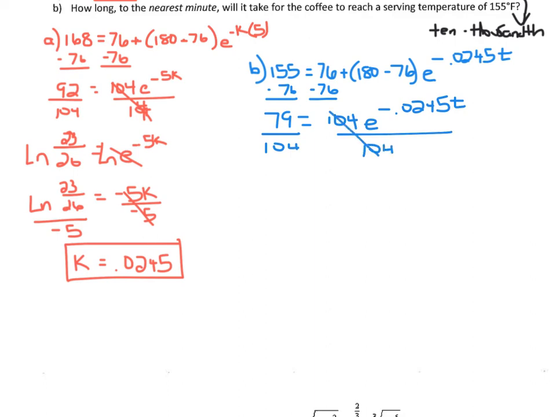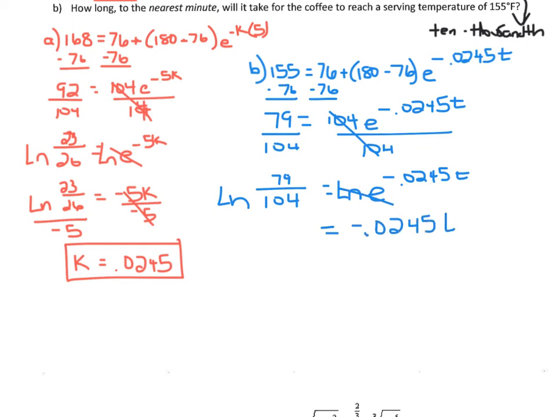All right, so 79 over 104 doesn't simplify, so I'm just going to leave it like that rather than write it as a rounded decimal on my paper. And again, to get rid of the e, we put an ln in front of it, which if we do that on the right-hand side of the equation, we also have to do that on the left-hand side of the equation. Now, the reason we do that is because ln of e to this power is equal to just this power. The ln cancels off the e for us. So it's going to leave us with negative 0.0245t equals, and just bring down the right-hand side.